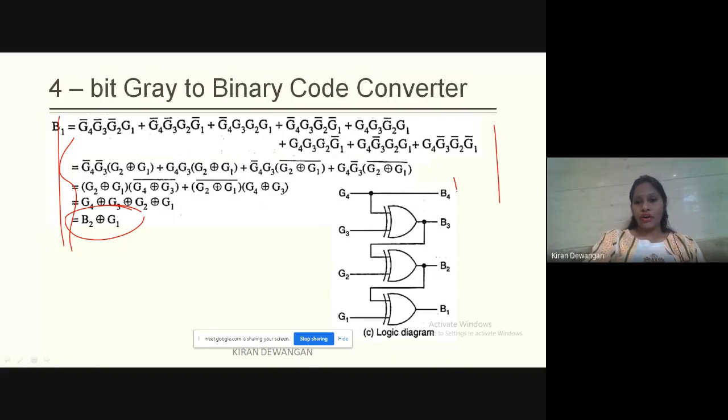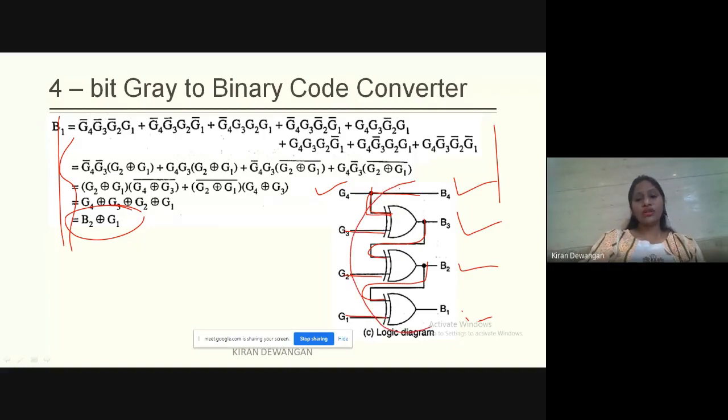Now we have got B4, which is same as G4. B3 is G4 XOR G3 or else B4 XOR G3. That is different, कुछ भी आप ले सकते हो. ठीक है? It is B4 XOR G3 or G4 XOR G3 because both are same. B2 is B3 XOR G2 and B1 is B2 XOR G1.